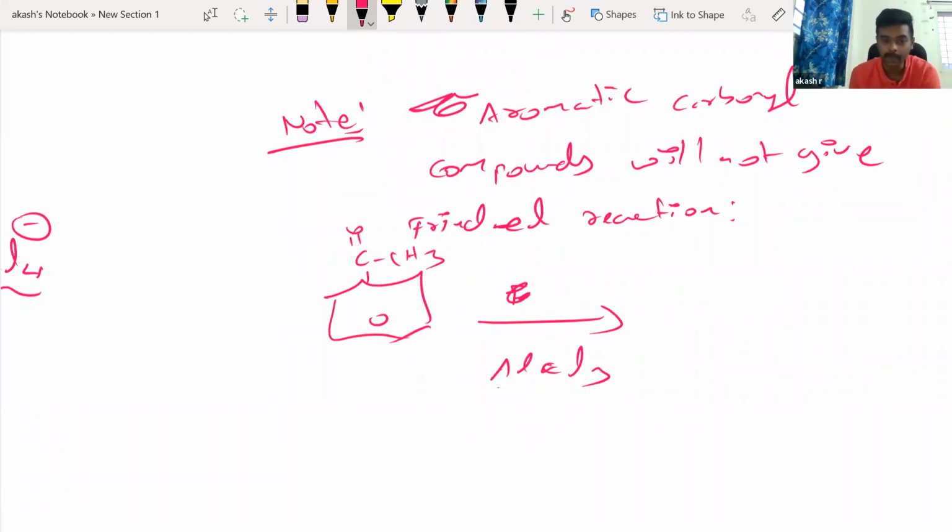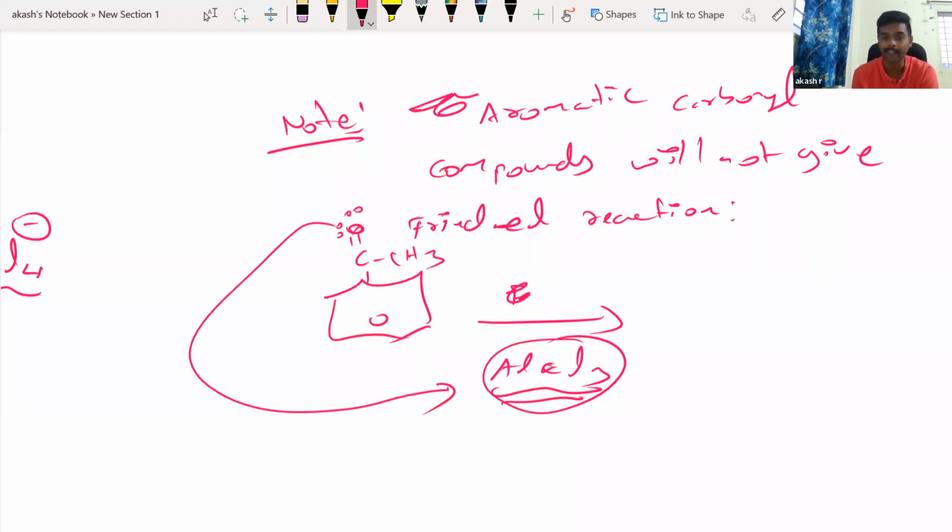Now what is going to happen is I know that this AlCl3 is the one responsible for producing the electrophile, is it not? But we understand that there are lone pairs present on this oxygen itself. That will react with this, and eventually the electrophile which has to form will not form at all.